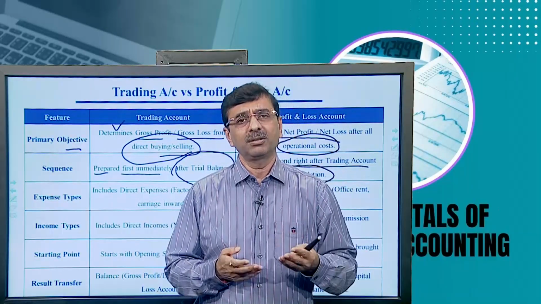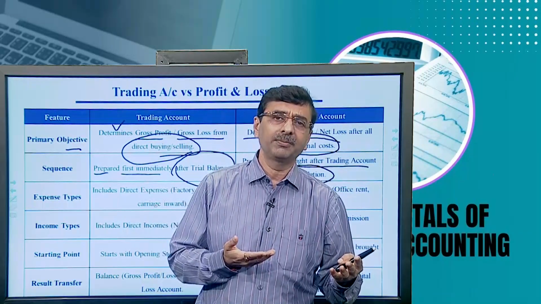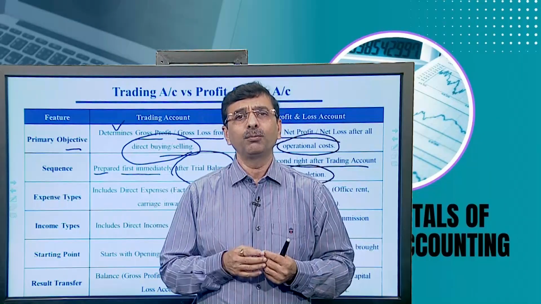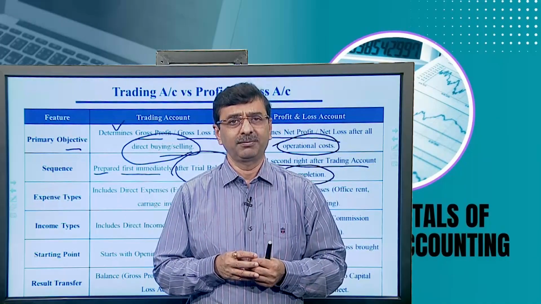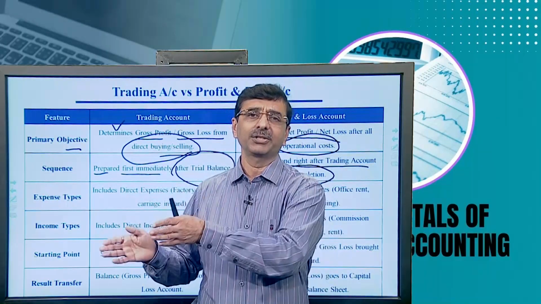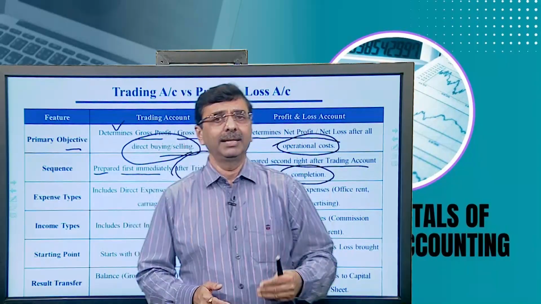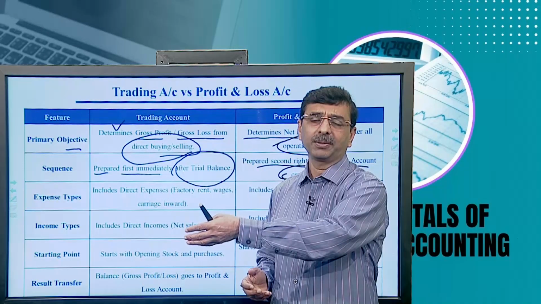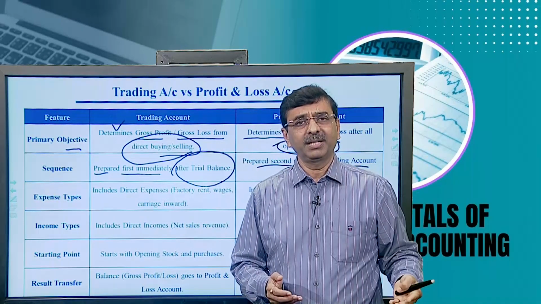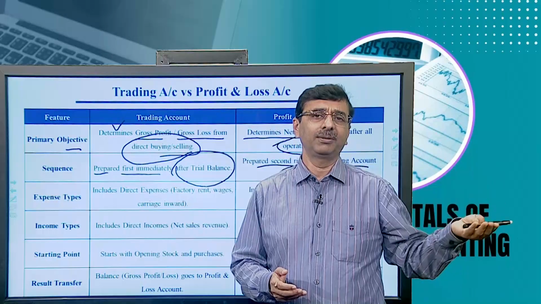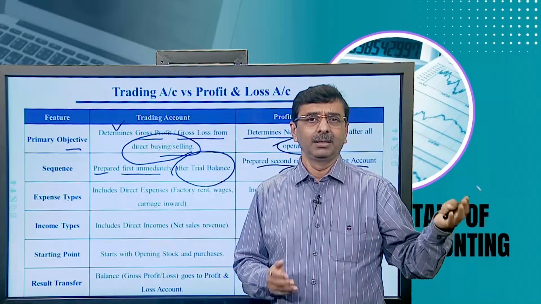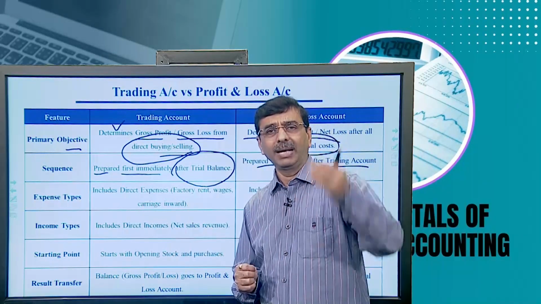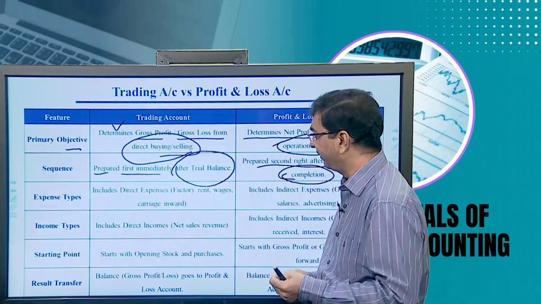Why? Because before you identify the gross profit and gross loss, you cannot move further to identify the net profit. So that's why the first is trading, then P&L, and then the balance sheet. First you identify the gross profit and gross loss, then net profit and net loss, and then you find the closing capital at the end, and then the balance sheet total will be identified.